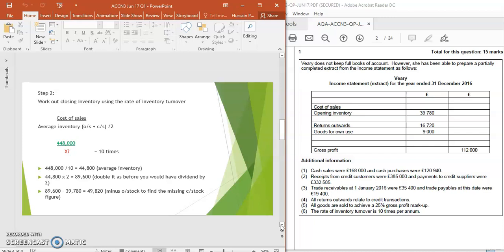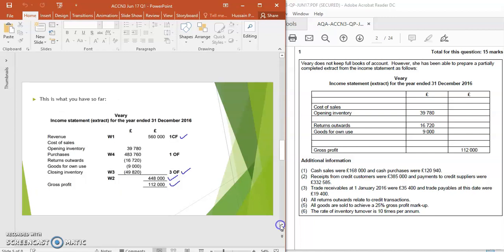So step 1 was sales, cost of sales, and we calculated them using gross profit. The second step would be to work out closing inventory, and the reason why we can't go for purchases straight away is because we just don't have enough information about that. So there we have the mark scheme: revenue, cost of sales, gross profit, all complete, and now we have closing inventory as well, and 3 marks there for that.